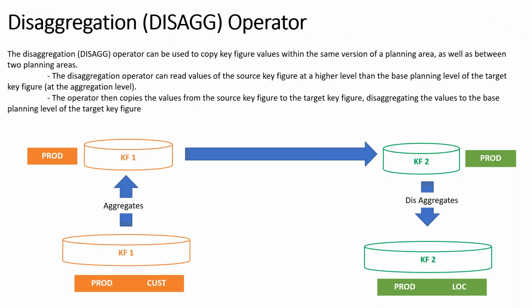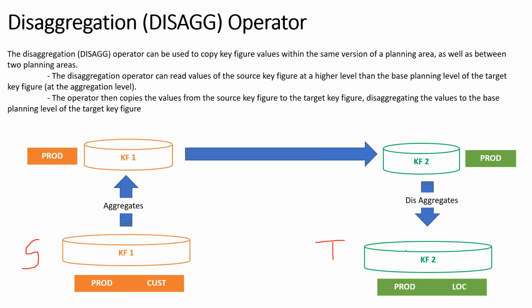Disaggregation, as the name says, means from a higher level, or from one level, we are disaggregating to another level. This is even more handy, and we can use it for the majority of complex scenarios. We see here, as usual, this is the target, and this is the source. Now, key figure 1 is at the product customer level, and key figure 2 is at the product location level. So now I want to copy this one into this.